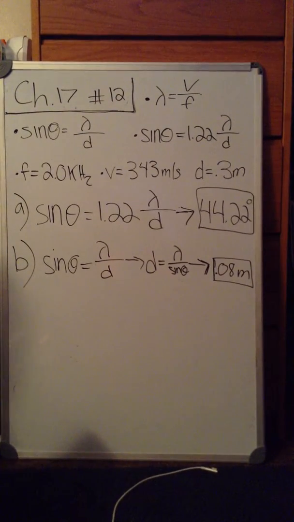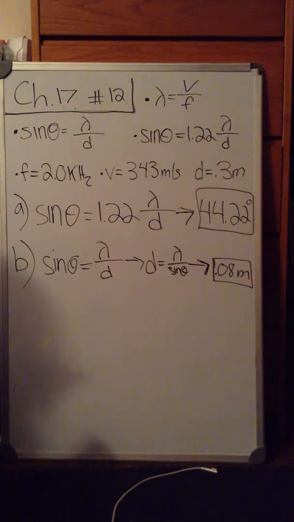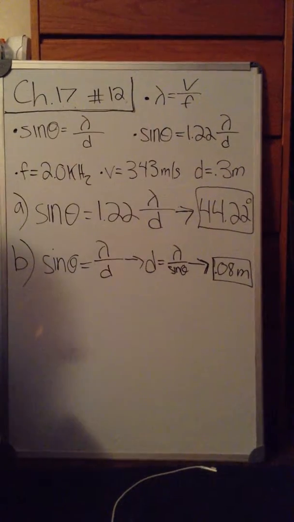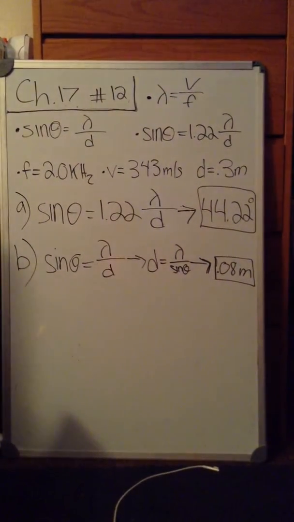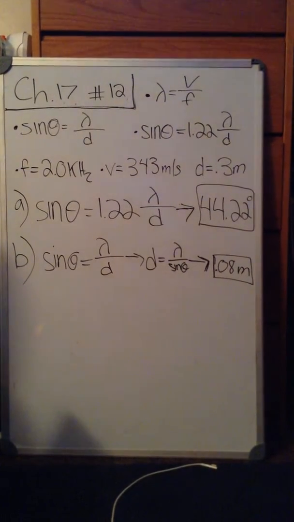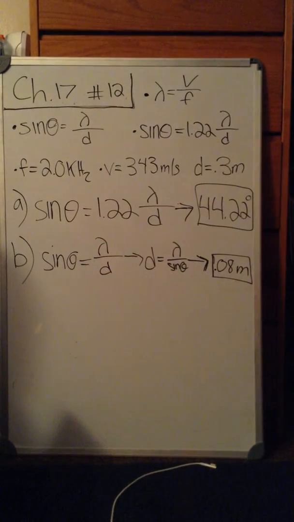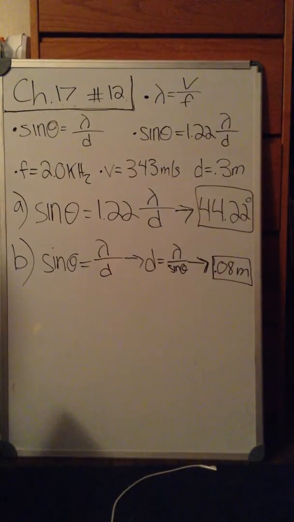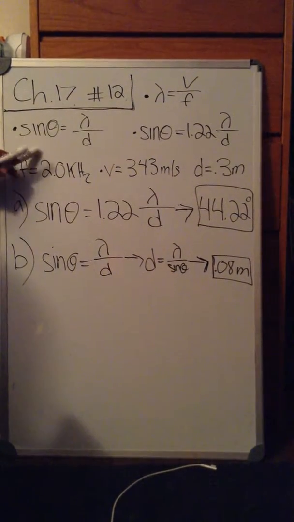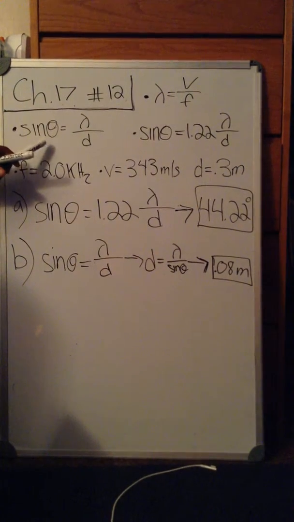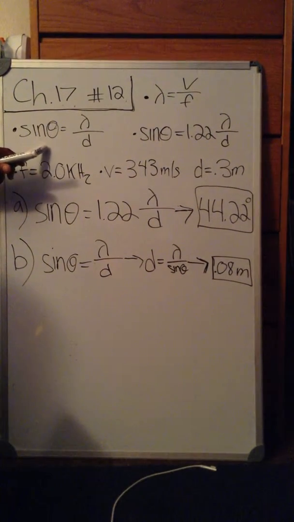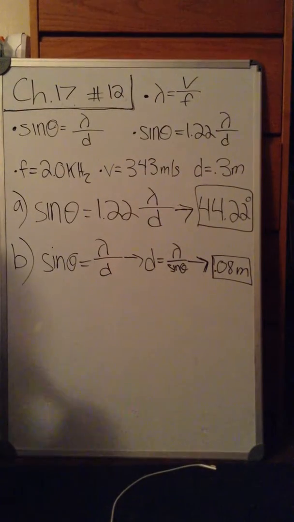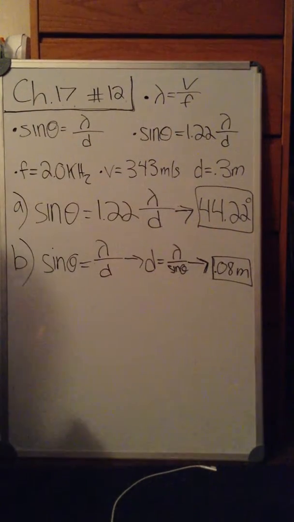First thing we have to do is solve for our wavelength using the equation lambda equals velocity over frequency. After we attain that value for our wavelength, we plug it into this equation here to solve for theta. Well, this equation here is if we are dealing with a rectangular area, and this one here is for dealing with a circular.